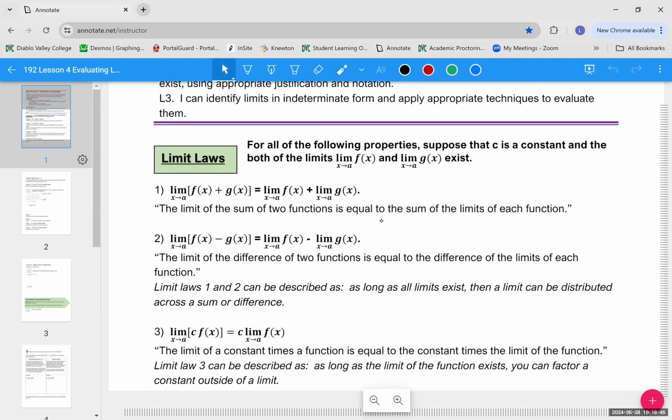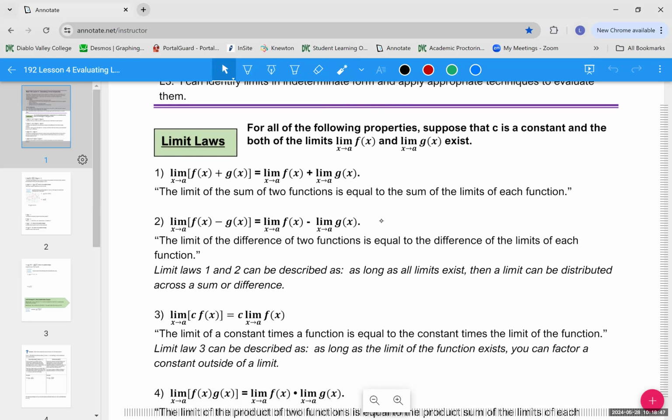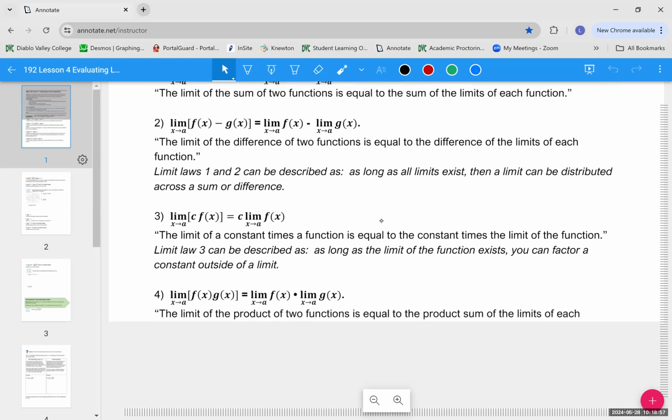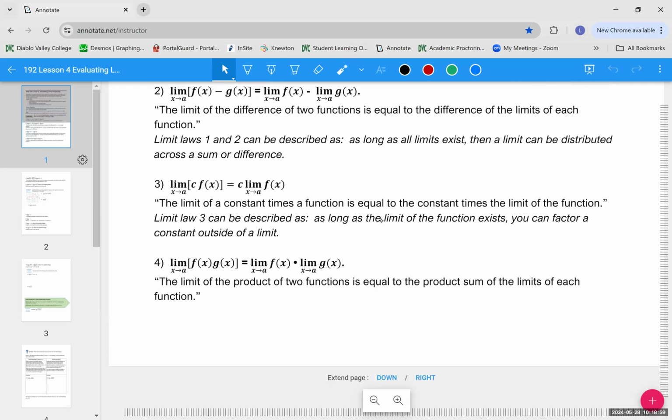Okay, so I think the first two are pretty self-explanatory. If you're taking the limit of a sum or difference of things, then you can just take the limit of each one and then add or subtract them. Same thing with 4 and 5, where if you're taking the limit of a product or a limit of a quotient, then you can do the limits first and then multiply or divide. Again, assuming you're not dividing by 0.